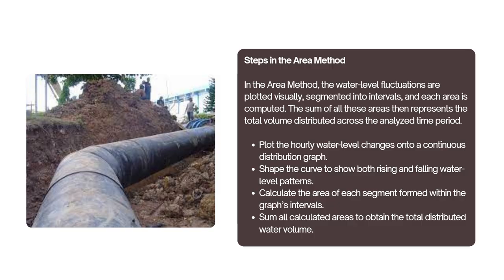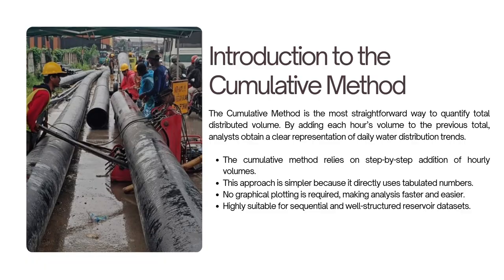Alright, next is about the steps in the area method. In the area method, the water level fluctuations are plotted visually, segmented into intervals, and each area is computed. The sum of these areas then represents the total volume distributed across the analyzed time period. First, put the hourly water level change onto the continuous distribution graph. Shape the curve to show both rising and falling water level patterns. And next, calculate the area of each segment within the graph interval and sum all calculated areas to obtain the total distributed water volume.